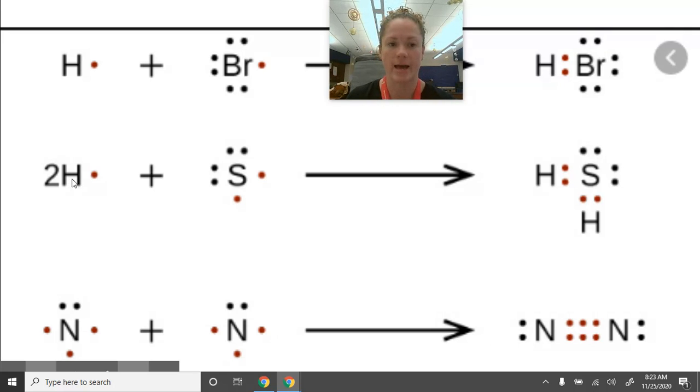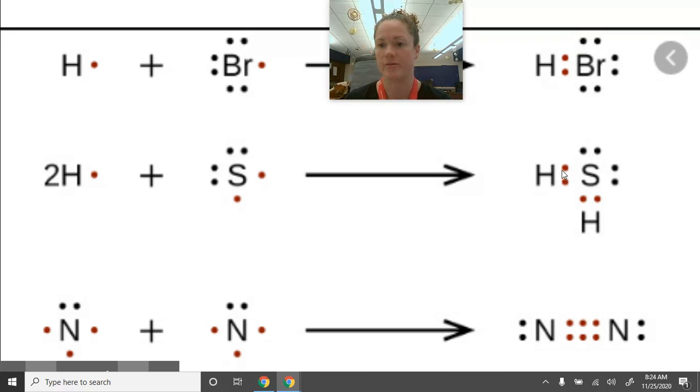So here we have S, which is sulfur, and H again, which is hydrogen. Sulfur is in column 16, so it has 6 valence electrons. Since we only have 6, we need 2 more valence electrons to make it full. So sulfur can bond with an element in column 2, the alkaline earth metals, or it will have to bond with 2 elements in column 1.